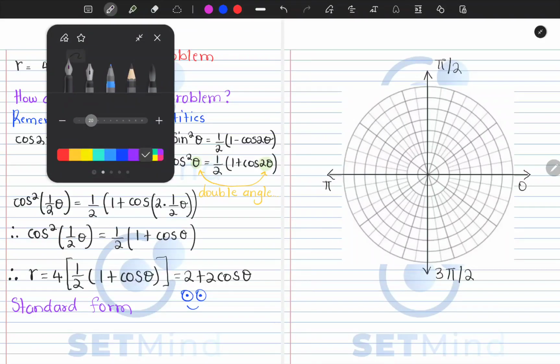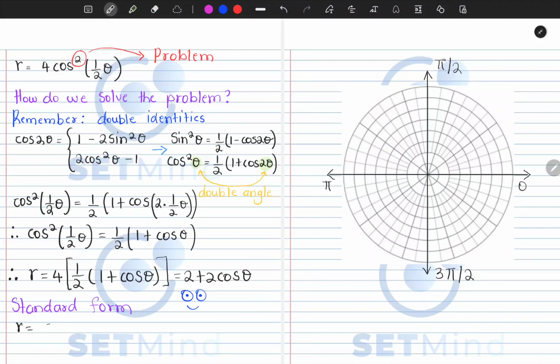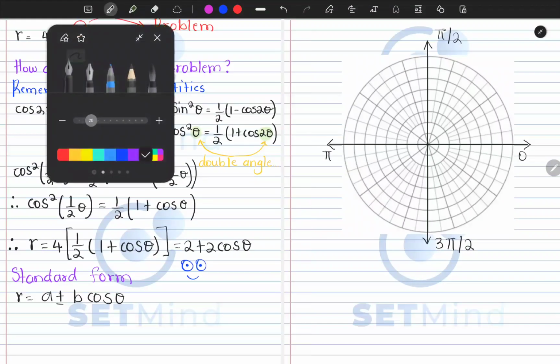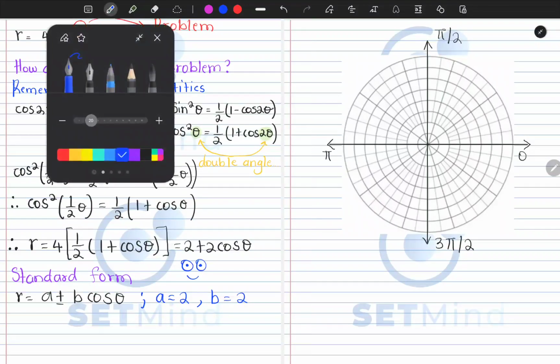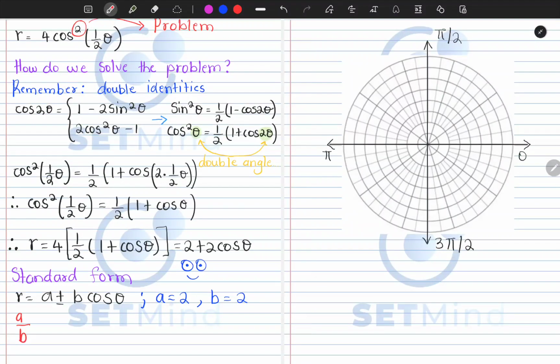It is taking the standard form, which is of the form R equals A plus or minus B cos of theta. So when you look at our problem, you should be able to spot that our A is 2 and our B is 2. And then once we see that we are taking this form, the most important thing is the ratio of A and B. What is A divided by B? You will see that we have 2 over 2, which is 1.